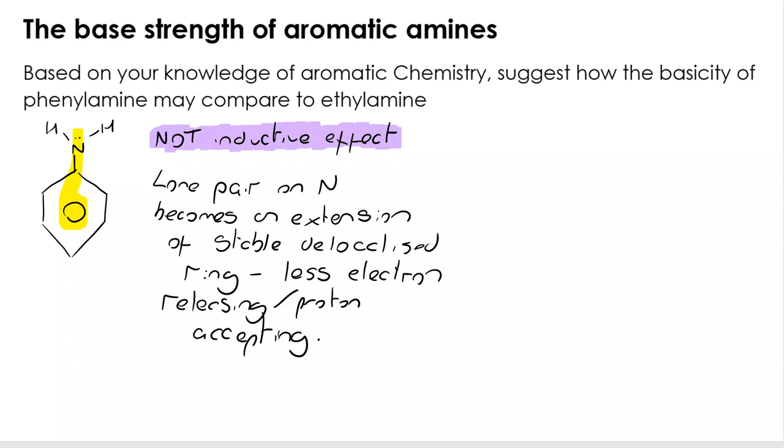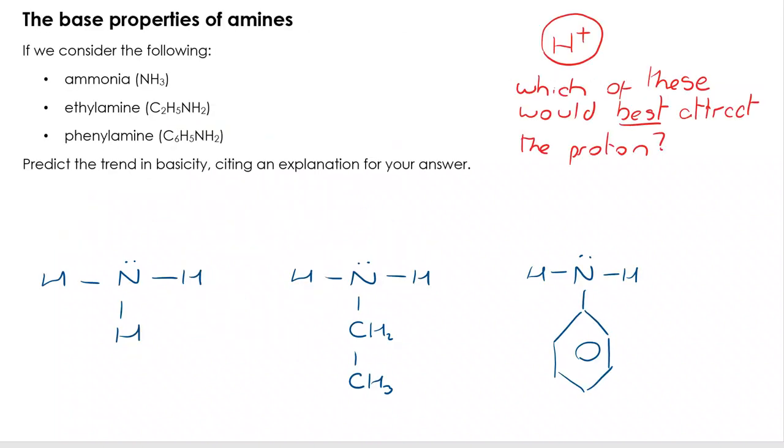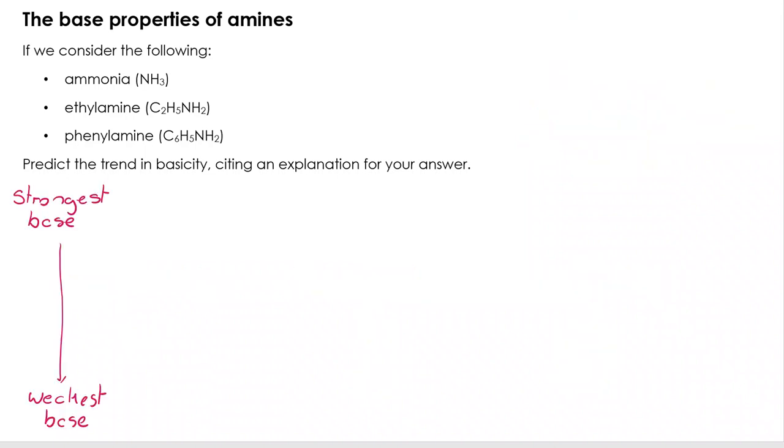So we've got lots of information there that's going to now help us to go back to this screen. I'm going to rejig it ever so slightly, and I'm going to go from strongest to weakest. My strongest base out of these three is ethylamine. Phenylamine is my weakest base. Ammonia sits in the middle.